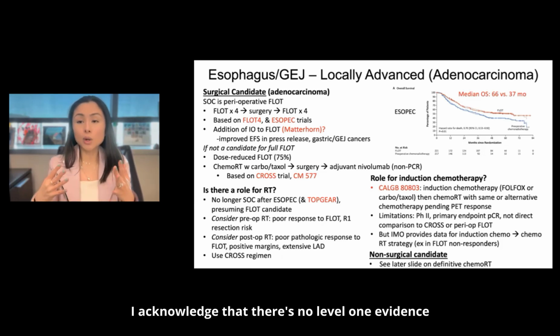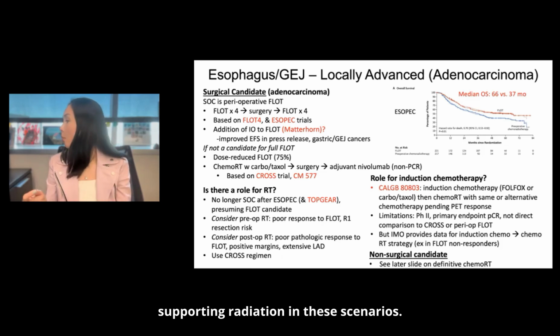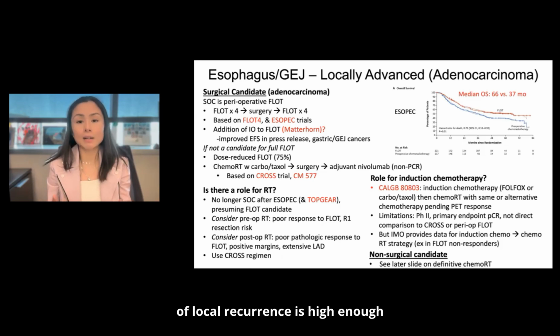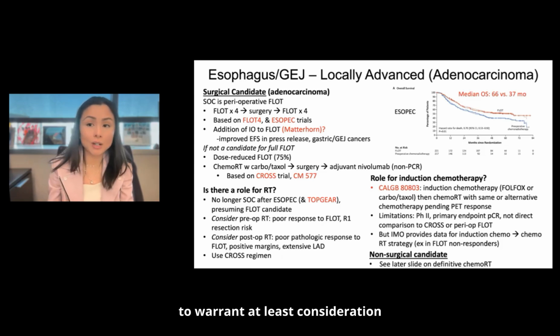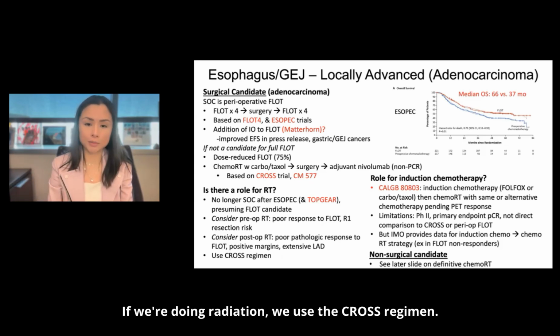I acknowledge that there's no level 1 evidence supporting radiation in these scenarios, but I think they are settings where the risk of local recurrence is high enough to warrant at least consideration of an additional local therapy. If we're doing radiation, we use a CROSS regimen.